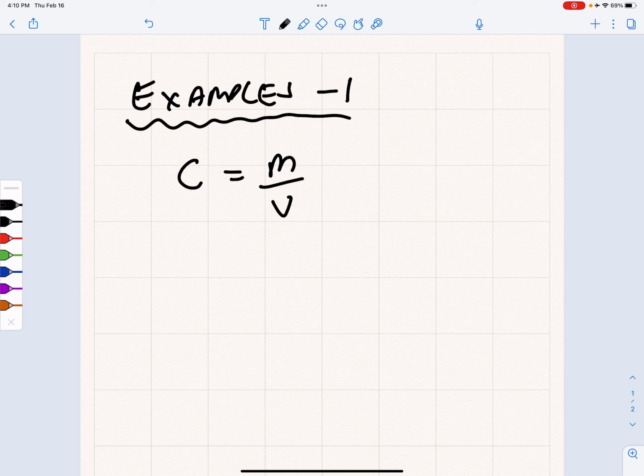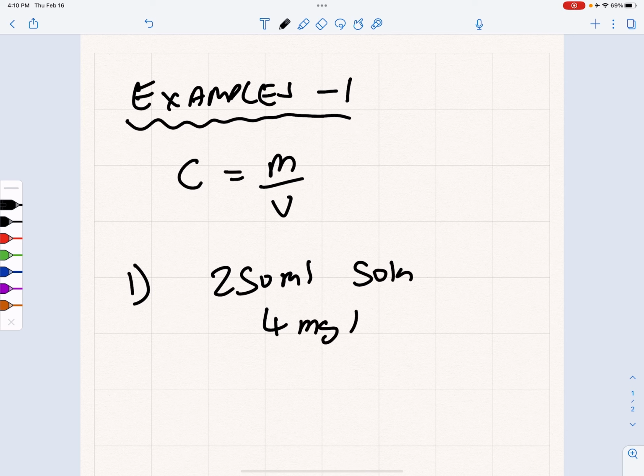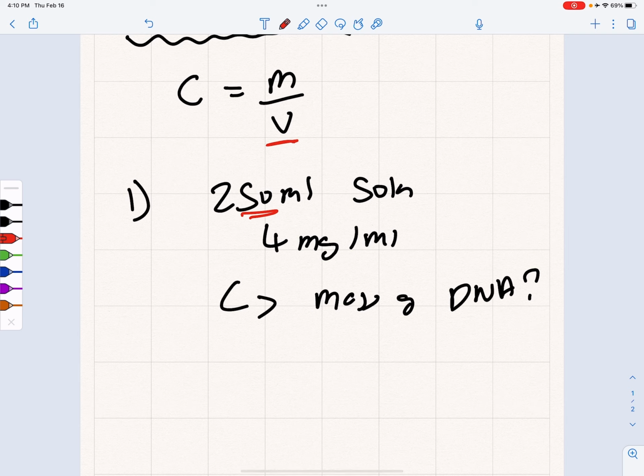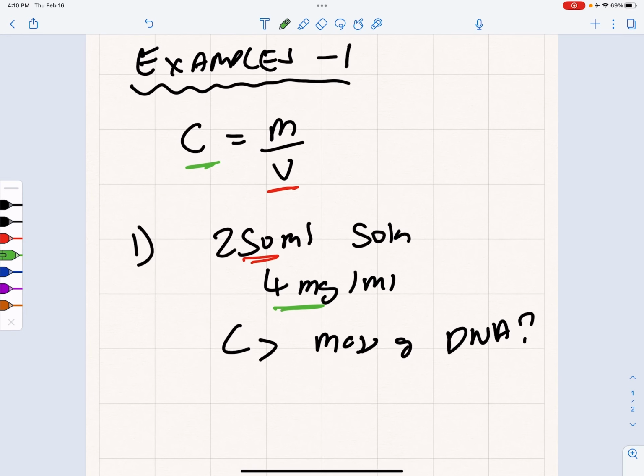So, for example, say we have a 250 milliliter solution, and it consists of a concentration that we know of, 4 milligrams per milliliter. And we want to know what is the raw mass. What is the mass of, in this case, maybe DNA? So with this, we know a couple of things. We know the volume, and we know the concentration. So we can solve for mass very easily by rearranging this equation.